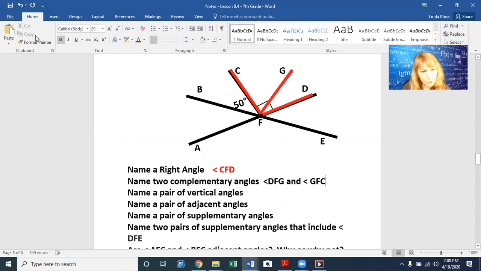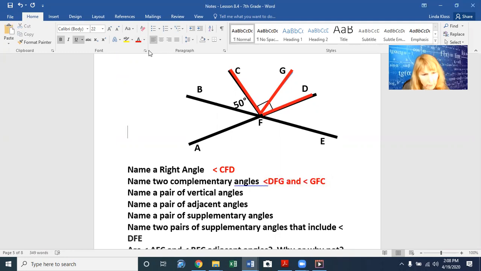Could I have called this angle here, I called the GFC, could I have called it angle CFG? I still have F in the center as the vertex, so it doesn't matter if I put C first or if I put G first, but I have to put F in the center. I couldn't call this angle CGF. I couldn't do that. I have to have the F in the center. And I did want to make that red as well so you can see that. There we go. Okay, next one.